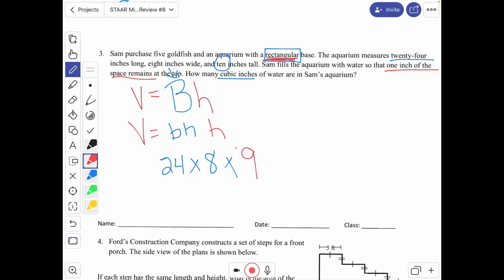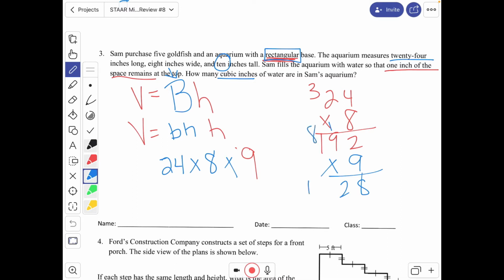And then we can work the problem. 24 times 8 times 9. 1,728 cubic inches.